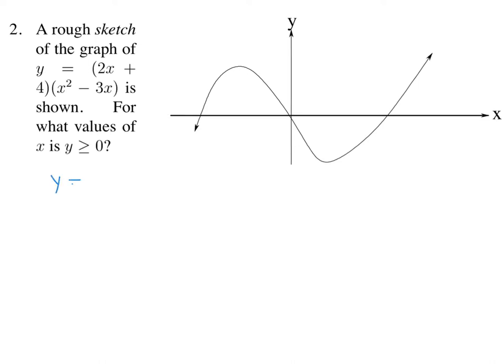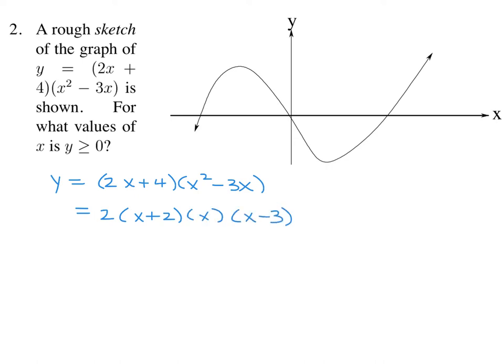Well, let's start with the equation that they gave us, 2x plus 4, and then we have x squared minus 3x. If we factor out a 2, this becomes x plus 2. If we factor out an x here, this part would be x minus 3. So immediately from this, if we were to set that equal to 0, we can get the roots. The roots are obviously going to be minus 2, 0, and plus 3.